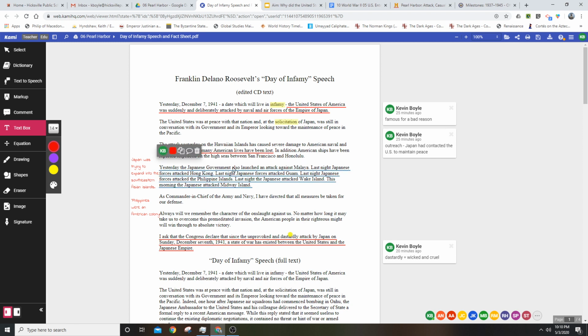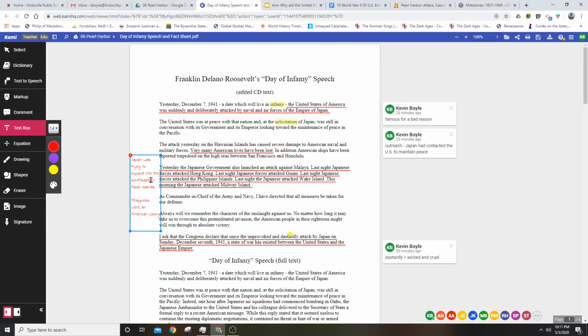"Yesterday, the Japanese government also launched an attack against Malaya, and last night, Japanese forces attacked Hong Kong. Last night, Japanese forces attacked Guam. Last night, Japanese forces attacked the Philippine Islands. Last night, the Japanese attacked Wake Island. This morning, the Japanese attacked Midway Island."